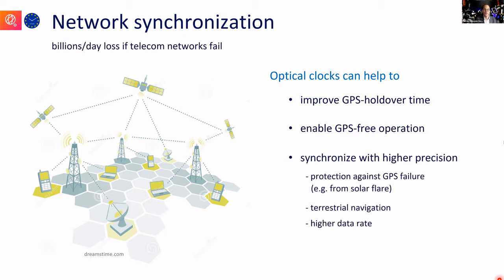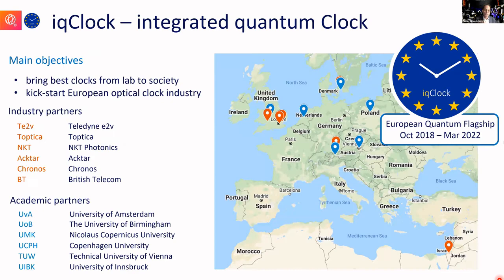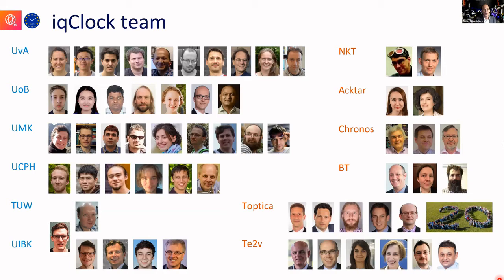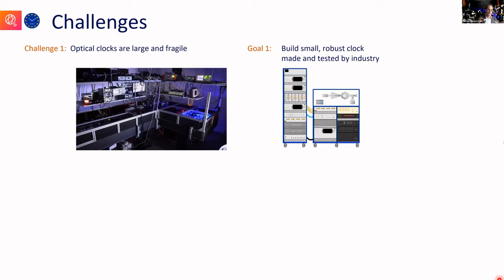Now, clocks are for sure not the only thing needed to make this work, but they could be an important component. Now, we have founded the iqClock Consortium to bring these optical lattice clocks from the lab to society, and we want to help also to kickstart a European optical clock industry. We have about 70 members, one third of them PhD students and postdocs. We posed ourselves two challenges. We want to take these big optical lattice clocks, which fill a whole lab room and take two or three PhD students to operate, into a small, robust format made and tested by industry.